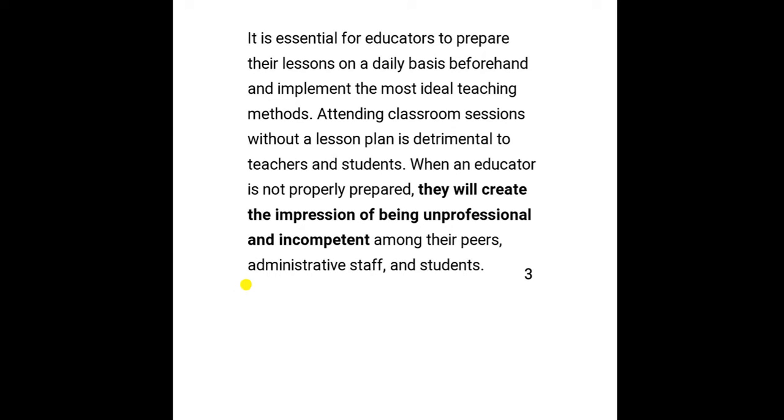It is essential for educators to prepare their lesson on a daily basis beforehand and implement the most ideal teaching method. Attending classroom sessions without a lesson plan is detrimental to teachers and students. When an educator is not properly prepared, they will create the impression of being unprofessional and incompetent among their peers, administrative staff and students. So my friends, my colleagues, lesson plan is so important in any type of subject.